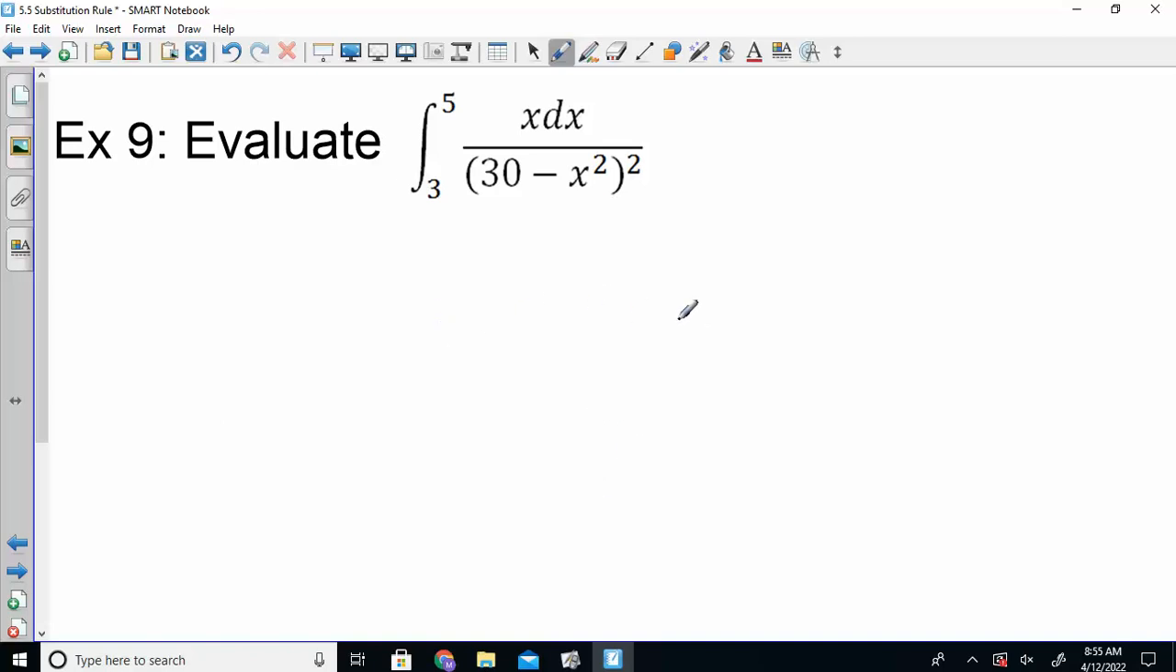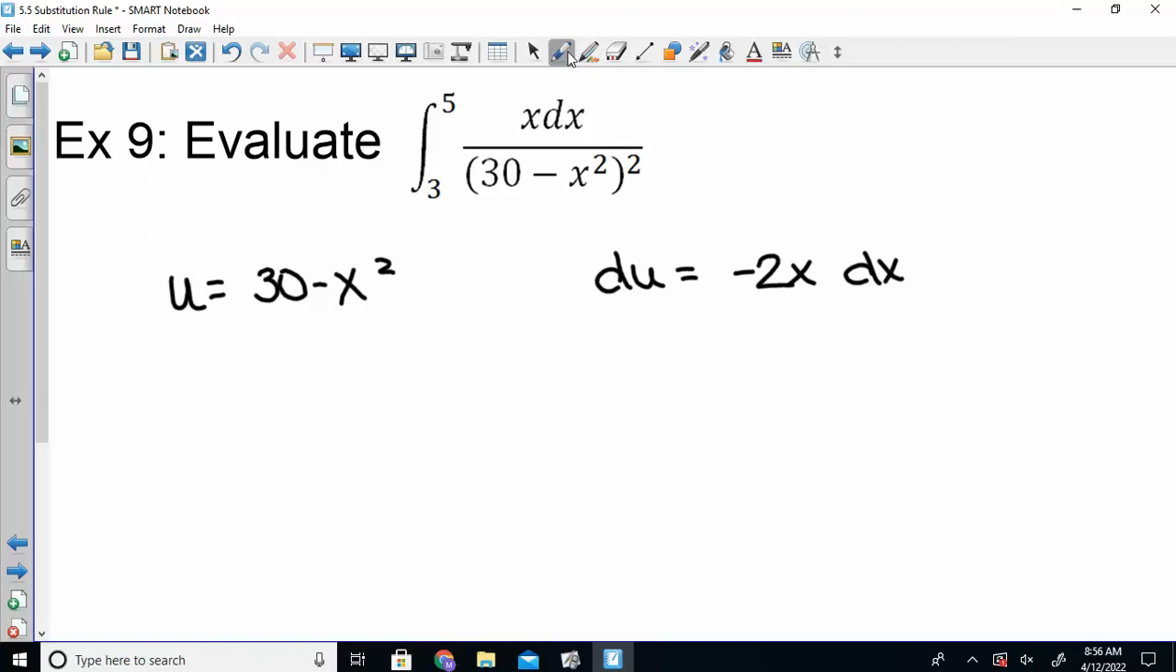So if I ask you to integrate this, we've been picking our u value. We usually try to find the inside, if there's something being raised to the power, or if there's something under a radical, or the argument of a trig function, or the argument of a log. That's our inside function. What's the inside here? 30 minus x squared. And then we have to find du. Du is the derivative of this. What's the derivative of 30 minus x squared? Negative 2x, and that gets a dx.